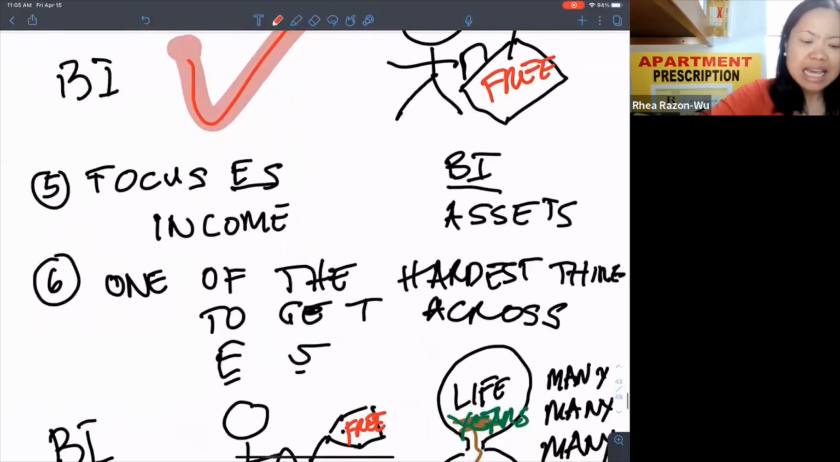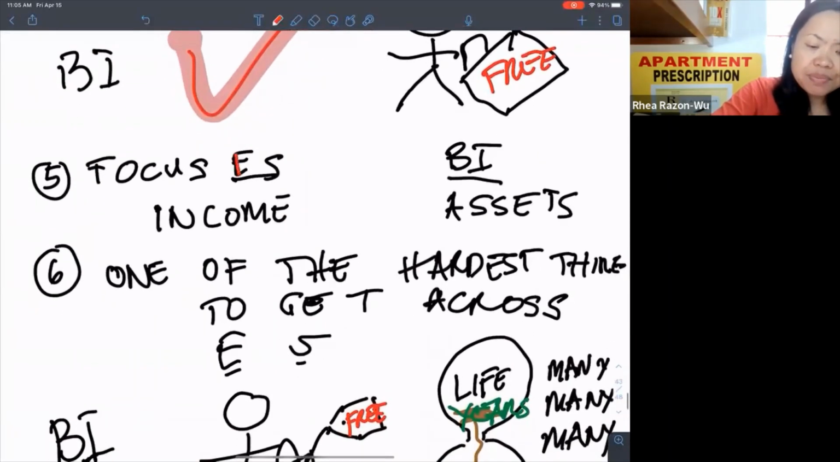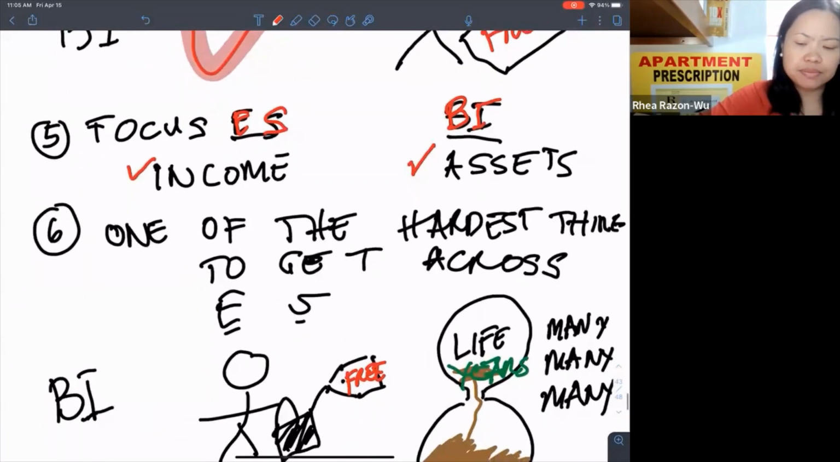Fifth point, the E, employee, S, self-employed, specialist, small business, their focus is on income. Whereas the big business and the investors, their focus is on assets.